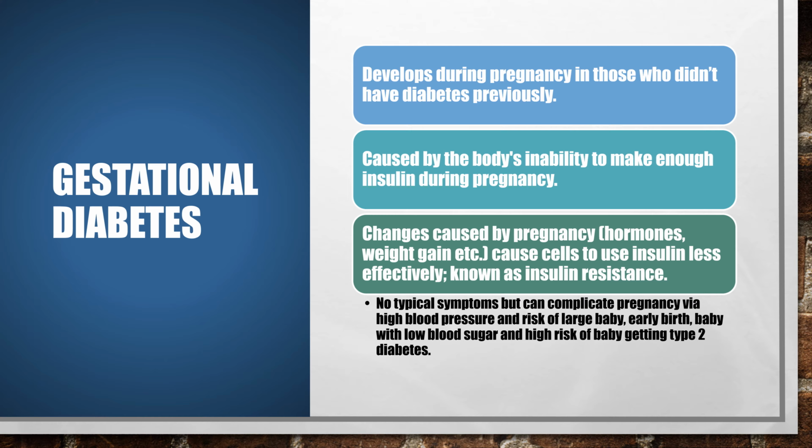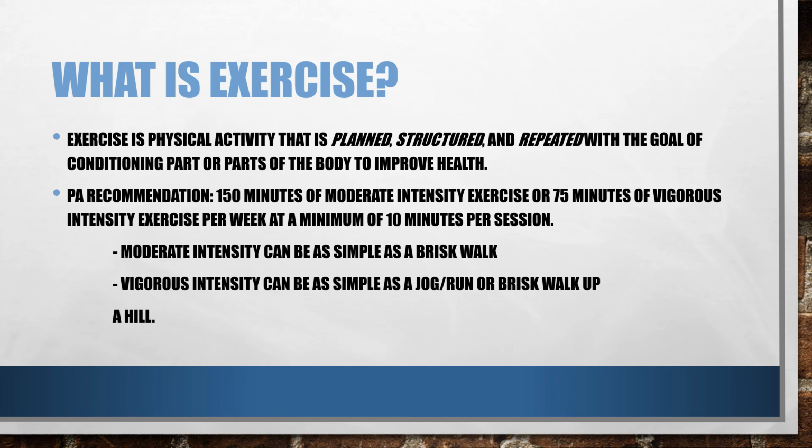There aren't typically symptoms associated with gestational diabetes, but it can complicate pregnancy via high blood pressure, risk of a large baby, early birth, baby with low blood sugar, and a high risk of that baby getting type 2 diabetes later in their life. What is exercise by definition?